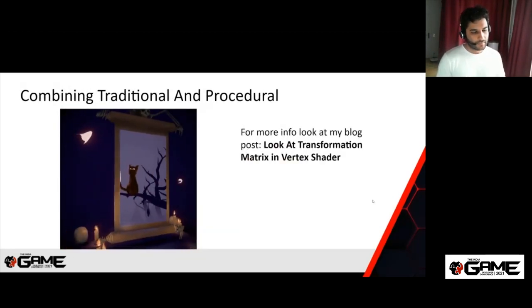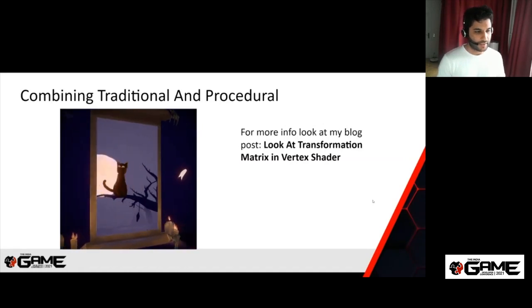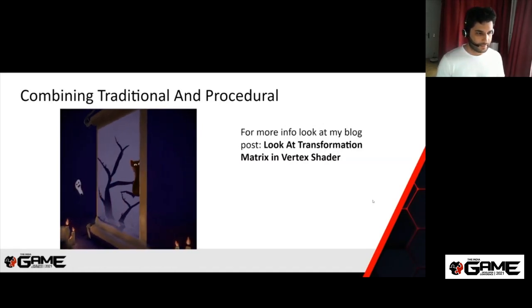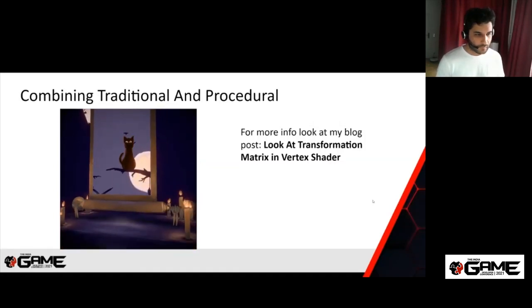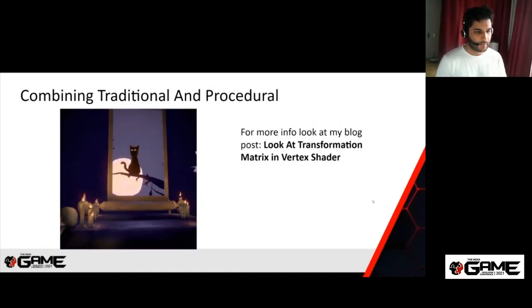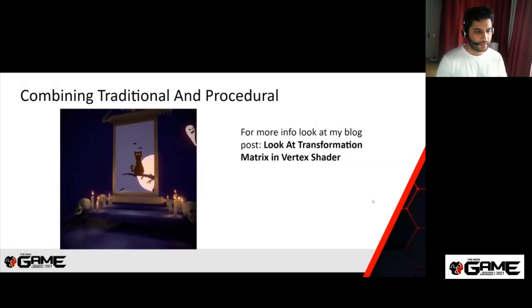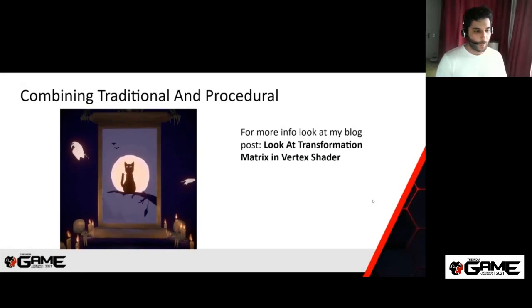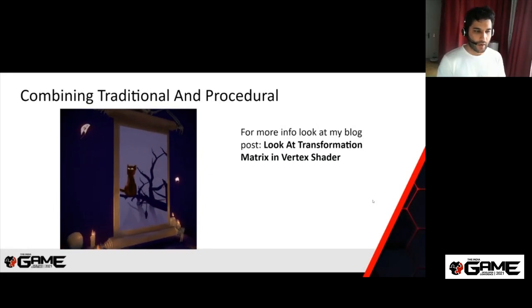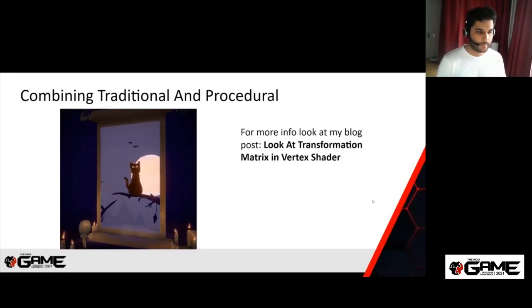On top of that, you can combine this method of procedural animation with more classical animation using rigging, weight painting, keyframes, and so on and so forth. In this example, the cat's tail is moving, and also the ear and the slight body movement is keyframed, whereas the head follows the camera around using this procedural method.